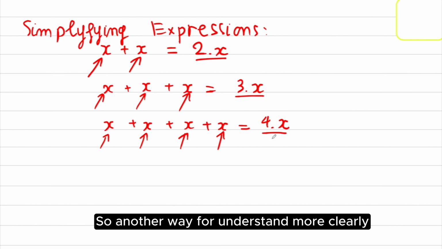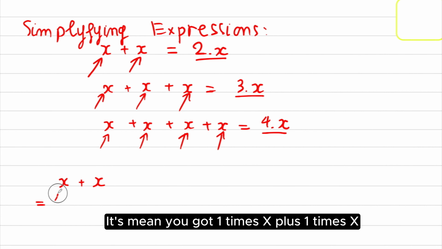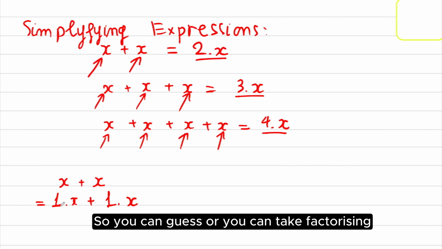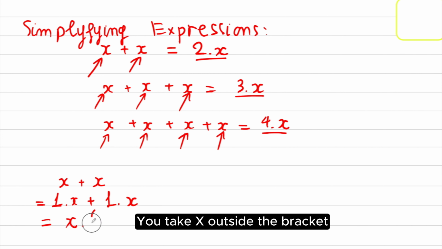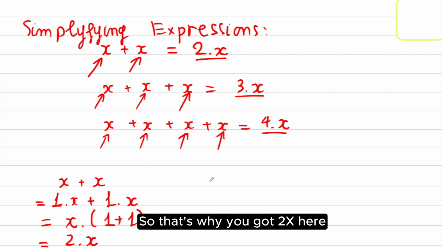Another way to understand this expression more clearly: you've got x plus x, which means 1 times x plus 1 times x. So the coefficient of x is 1. You can guess, or you can use factorizing. You take x outside the bracket and you get 1 plus 1. So 1 plus 1 is 2, and that's why you got 2x here.